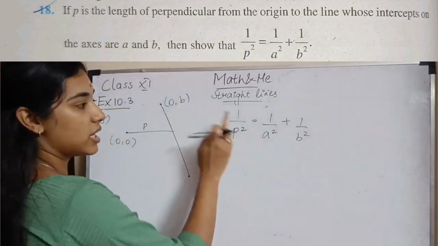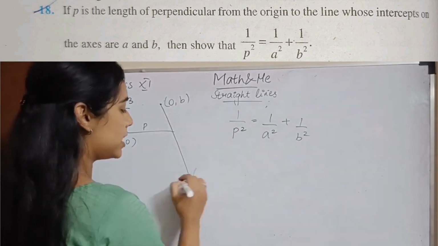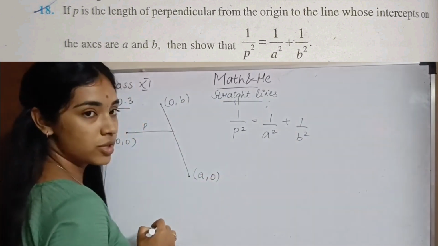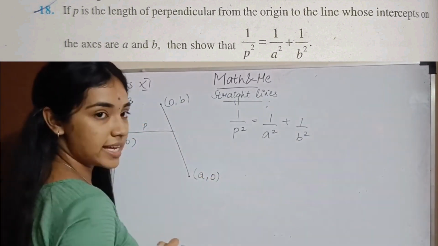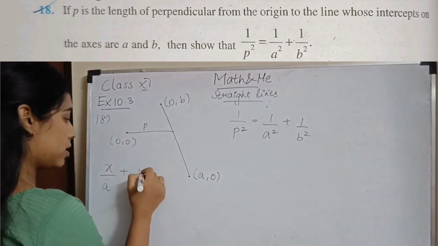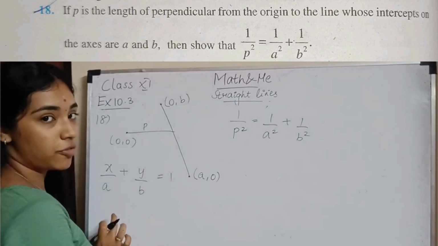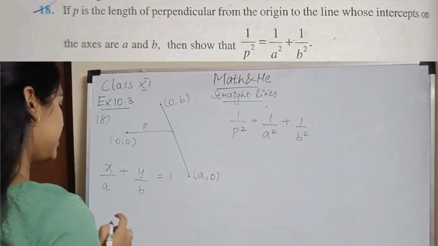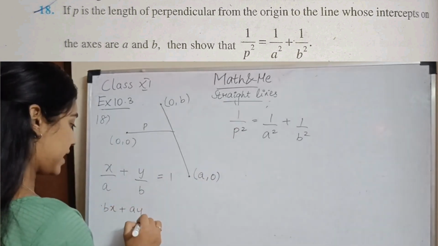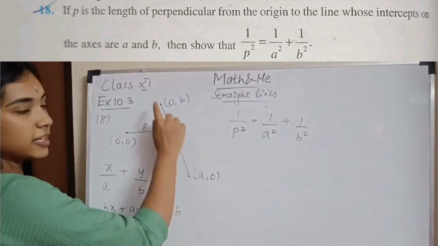So in that case, you will not get what you need in the equation. Okay? So you can take 0, b and on the x-axis the intercept is a, 0. So this is the y-intercept, this is the x-intercept. Okay? So what do you know? x by a plus y by b equals 1. This is your intercept form. Correct? So I'm going to multiply. So I have bx plus ay equals ab. So this is the equation of this particular line.